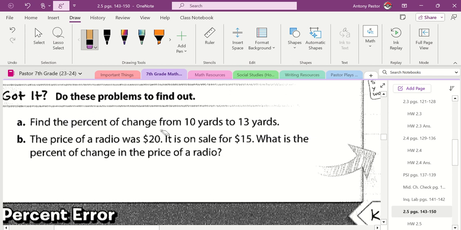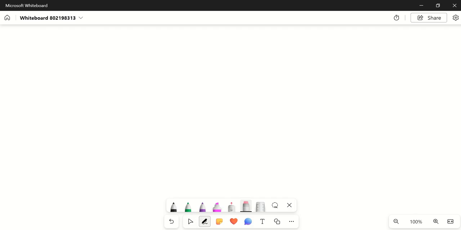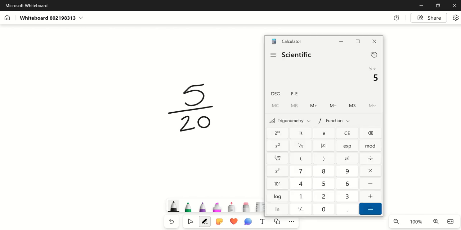Now this is going to be a decrease because it was originally 20, now it's 15. So it went lower, a decrease. It went lower by $5. I can tell 20 minus 15 is 5. So it will be 5 over the original price, which was 20. 5 divided by 20 will give me 0.25.